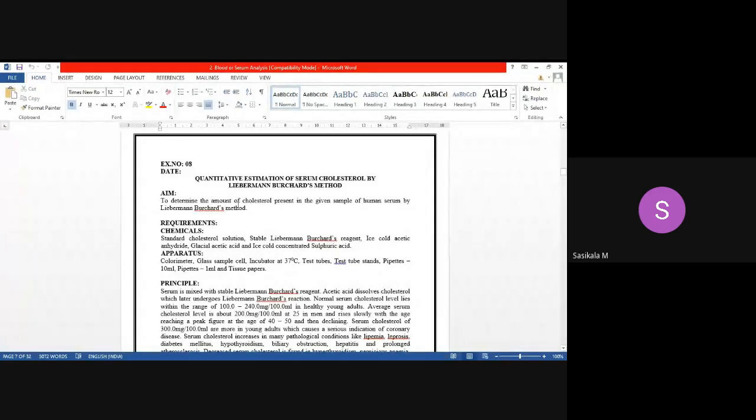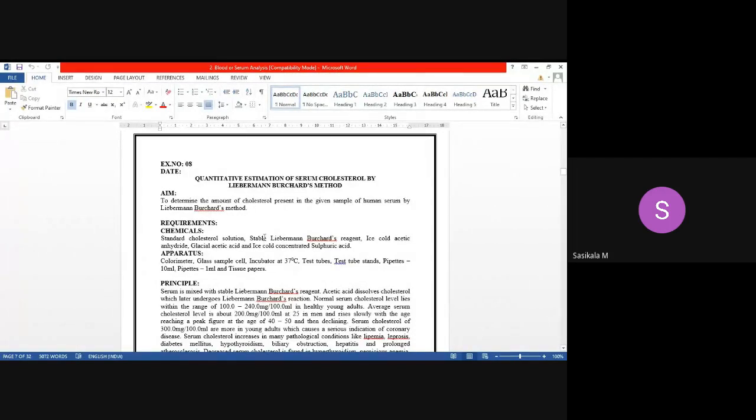So what are the chemicals we need to use? Standard cholesterol solution. Standard means a known concentration of cholesterol solution is prepared. According to the procedure given, the mentioned concentration of cholesterol solution is taken. That is called the standard cholesterol solution. Standard represents known concentration, and the reading will be compared with the sample. So it will be the reference standard solution.